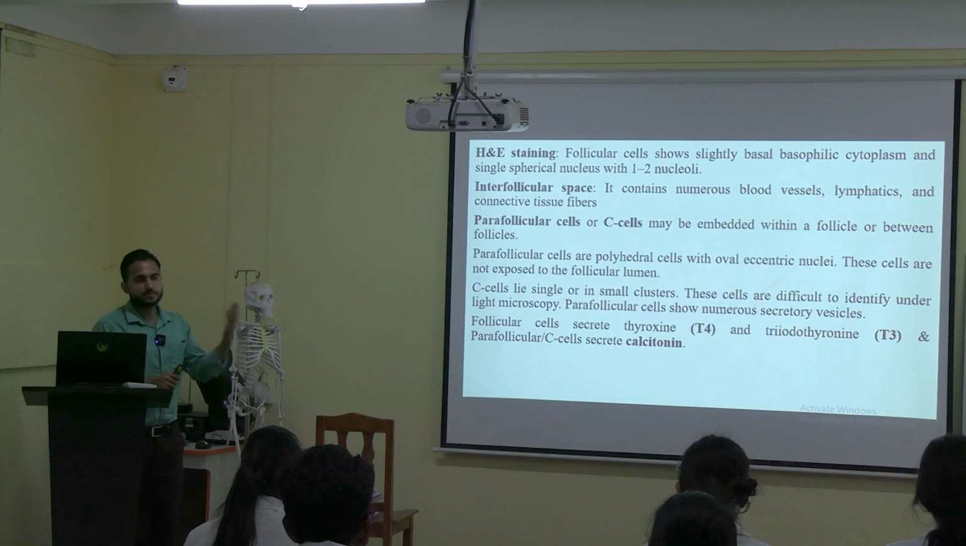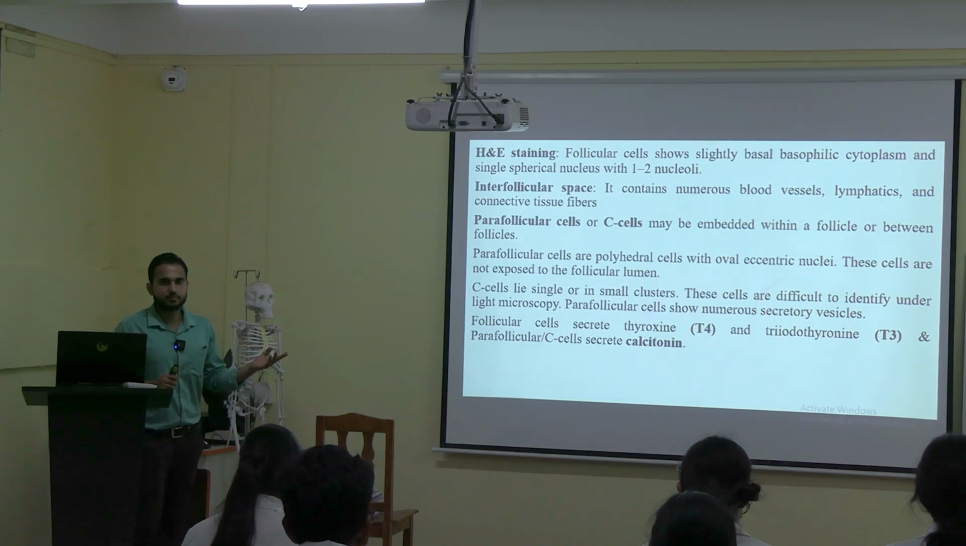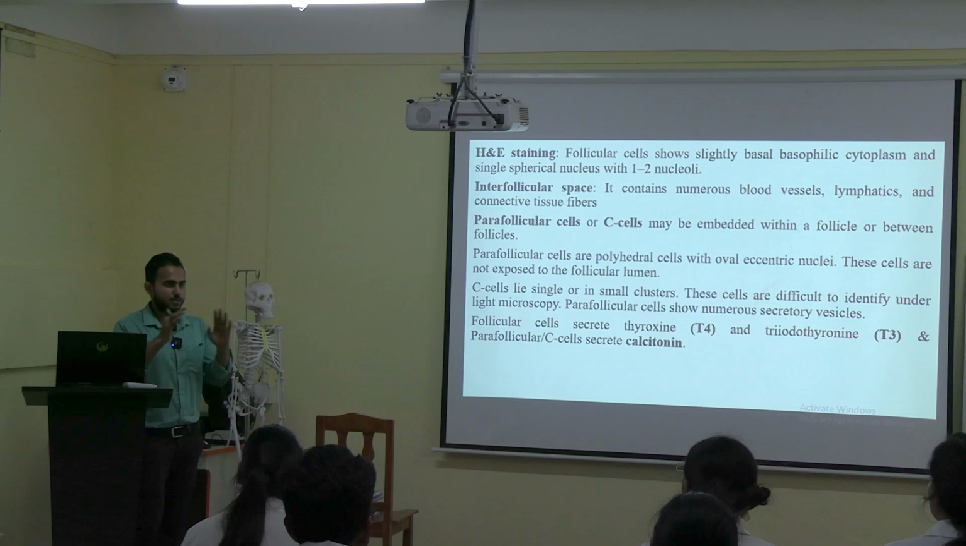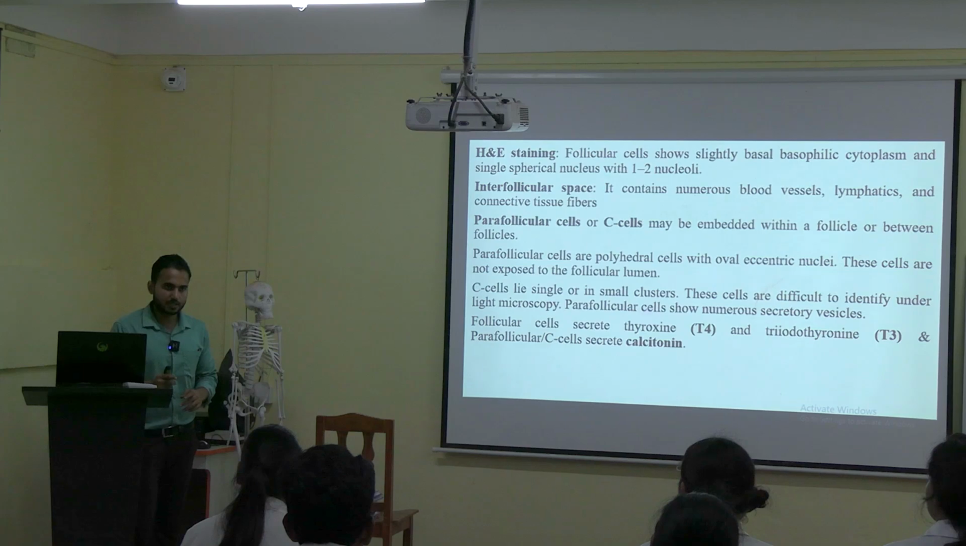So, what is present in the thyroid gland from the beginning in histology? First of all, a connective tissue capsule. It extends septa into the gland, dividing it into lobules. If you take one lobule, what is there inside the lobule? Follicles. Multiple follicles are there.